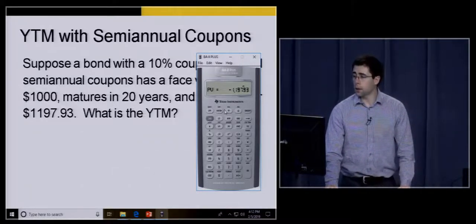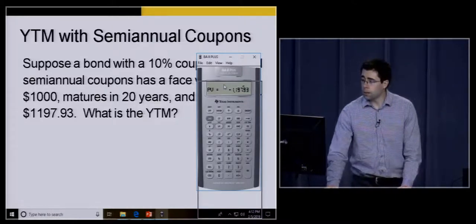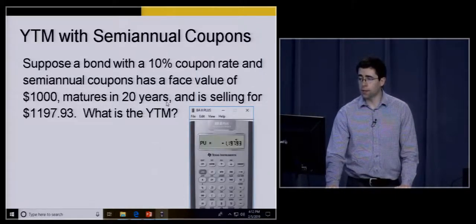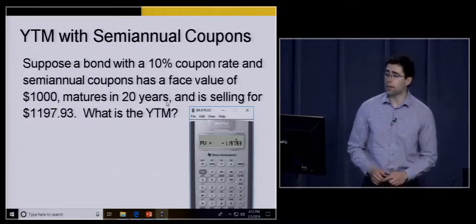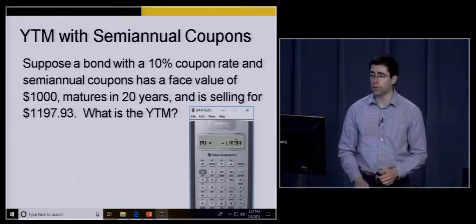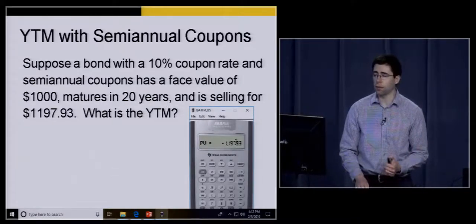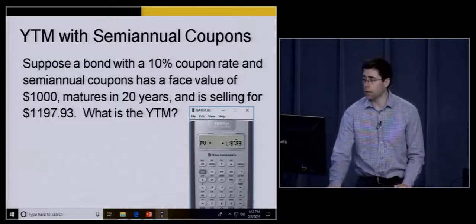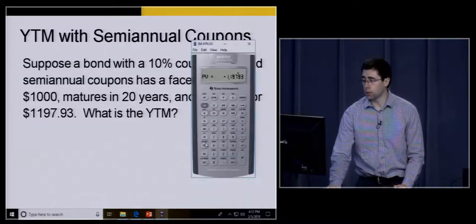Next, let's get the number of periods. Now, because this matures in 20 years and we have semi-annual coupon payments, this means that our number of payments we're going to have to receive for holding this bond is going to be number of years times number of payments per year, so 20 times 2. So in this case, our N is equal to 40.